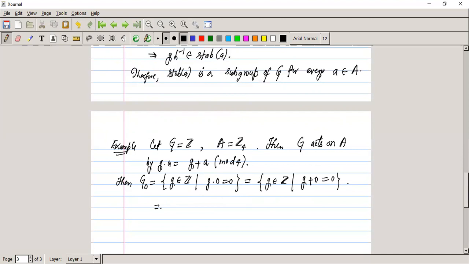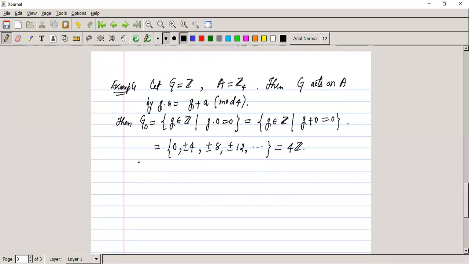So in fact, we can see here that 0 plus 0 is equal to 0, so 0 belongs to here. And in fact, in the set Z4, 4 plus 0 is again equal to 0, and minus 4 plus 0 is again equal to 0. So it's plus minus 4, and similarly plus minus 8, and similarly all the multiples of 4, plus minus 12, and so on. And this can be seen, this is actually the set 4Z. So therefore the stabilizer of 0 is this 4Z.